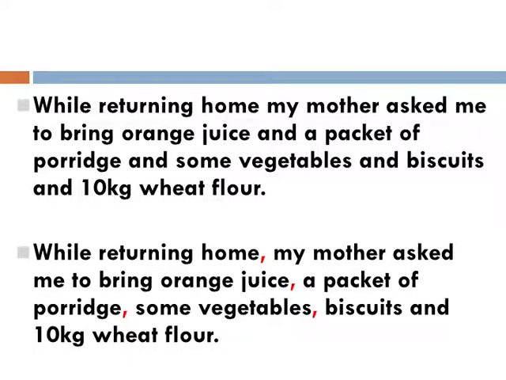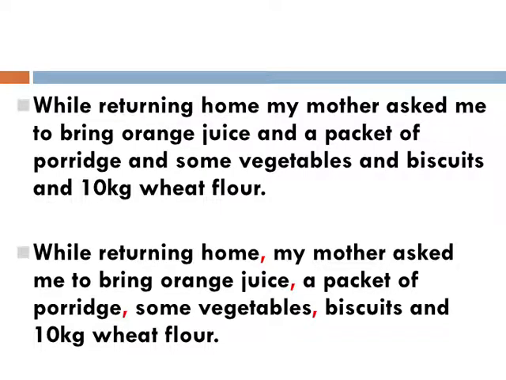Okay, now in the second sentence what did we do? In the first sentence there is a repetition of "and". So in the second sentence we removed "and" and added commas. See, while returning home, comma, my mother asked me to bring orange juice, comma, a packet of porridge, comma, some vegetables, comma, biscuits and 10 kg wheat flour.